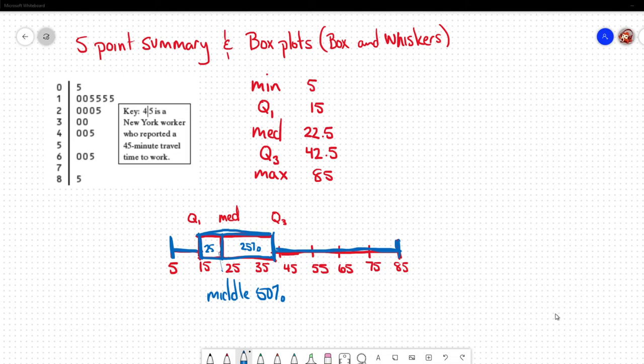All right, keeping it going here. AP Stats. So last video we did a discussion on the 5-point summary and box plots. I have that example up here in front of us because we're going to continue to discuss this one, and we're going to talk about outliers in this video.